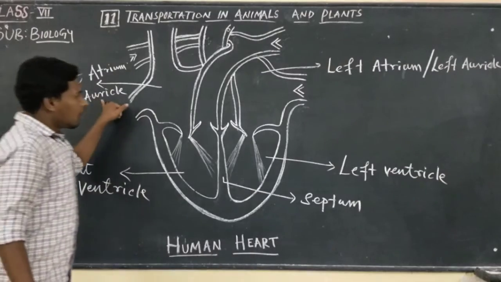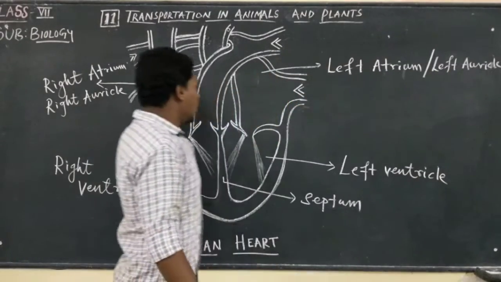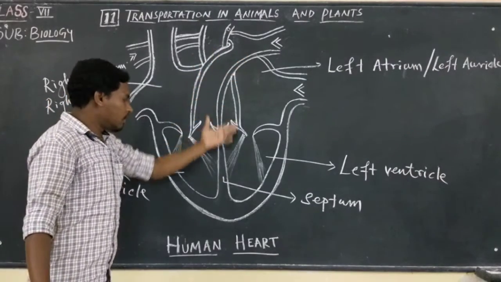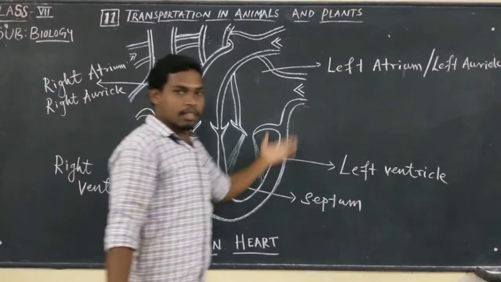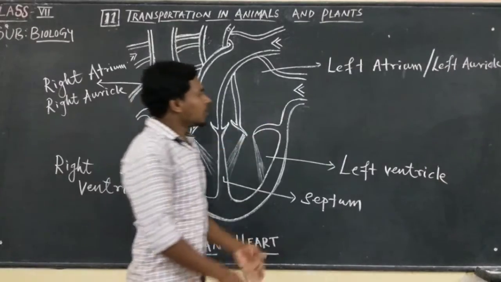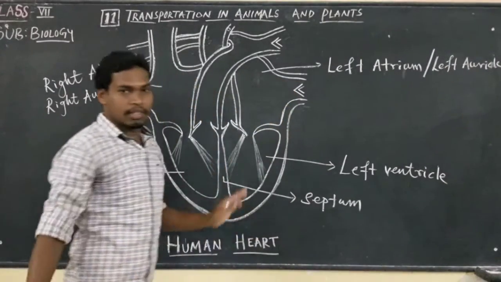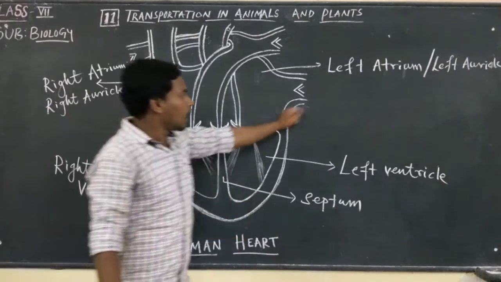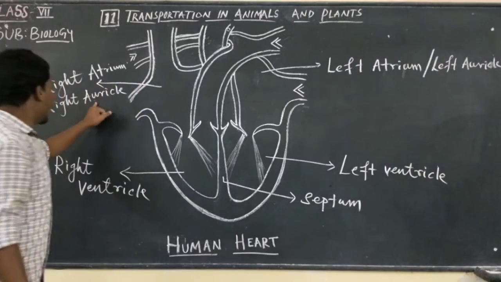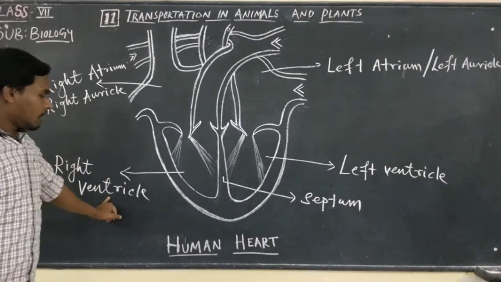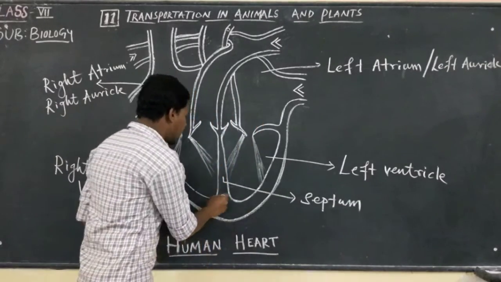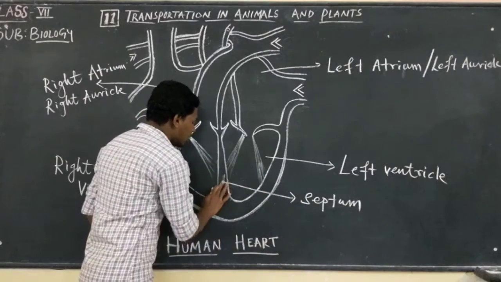See here, the upper part is known as auricles, and the lower part is known as ventricles. So here you can see 4 chambers. What are those 4 chambers? Left auricle, left ventricle, right auricle and right ventricle, and the heart is divided into right and left by the partition known as the septum.